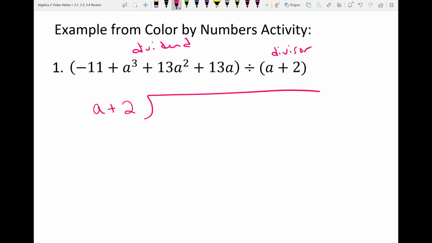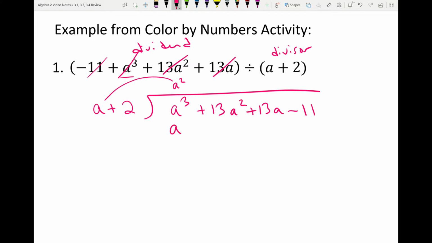Now the dividend has to be put in standard form for you to be able to divide nicely. That means the a cubed term goes first, then the 13a squared goes second, then the 13a term, and then the -11 term. All right, so then we've got to fill in the blank. a times what is going to give me a cubed? That's going to be a squared. So a squared times a is a cubed. A squared times 2 is 2a squared.